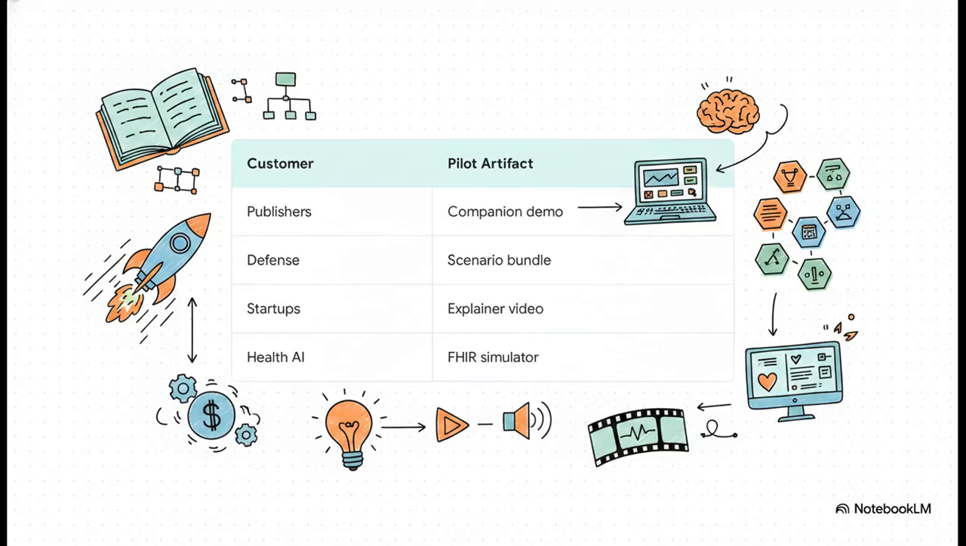For scholarly publishers stuck dealing with inert PDFs, DBbun offers companion demos to vastly improve reproducibility. For aerospace and defense folks dealing with hard-to-explore mission constraints, they offer design space scenario bundles. For startups and marketers who are struggling to explain complex systems, they provide comprehensive demo bundles and explainer videos. And for healthcare AI, standards-aware measurement simulators. They map totally diverse target customers directly to highly specific, tangible, runnable pilot artifacts that solve real, immediate pain points.